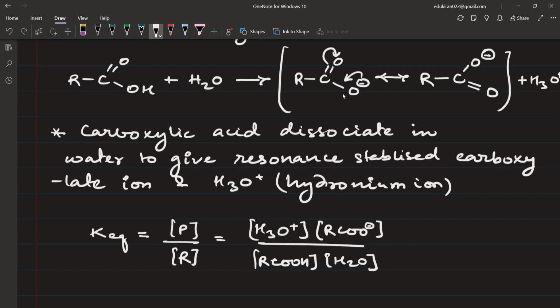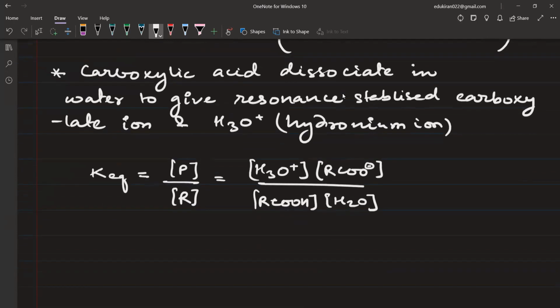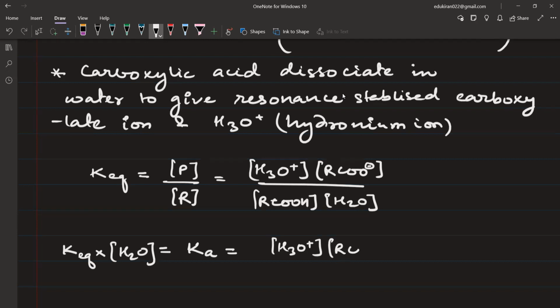Now, since liquid water is not going to be added here, how does this K equilibrium become Ka? The concentration of water is not changing. Concentration of water is always the same, 55.5 moles per liter. That is not going to change, so this is also a constant. So K equilibrium multiplied by the concentration of water gives you Ka, and Ka will be equal to the concentration of H3O plus, the concentration of RCOO negative, divided by the concentration of RCOOH.